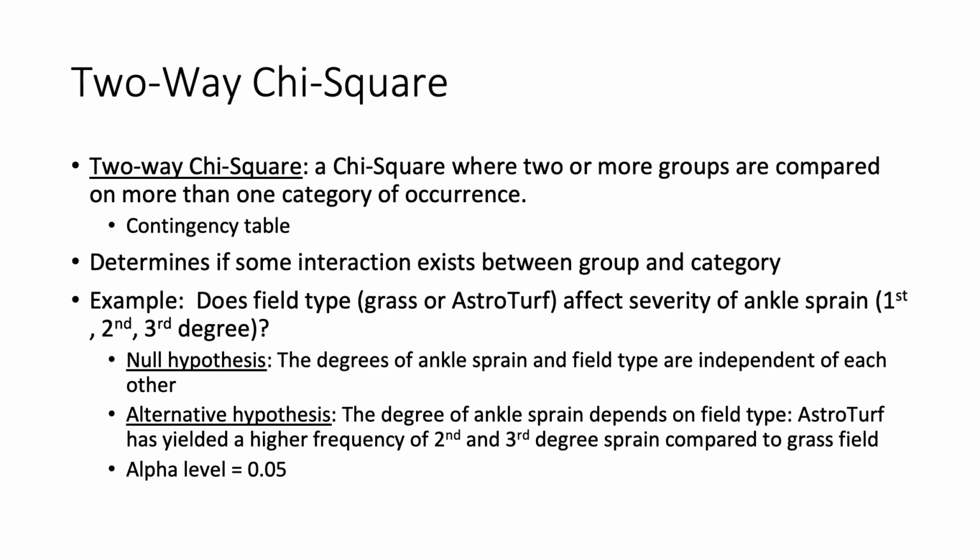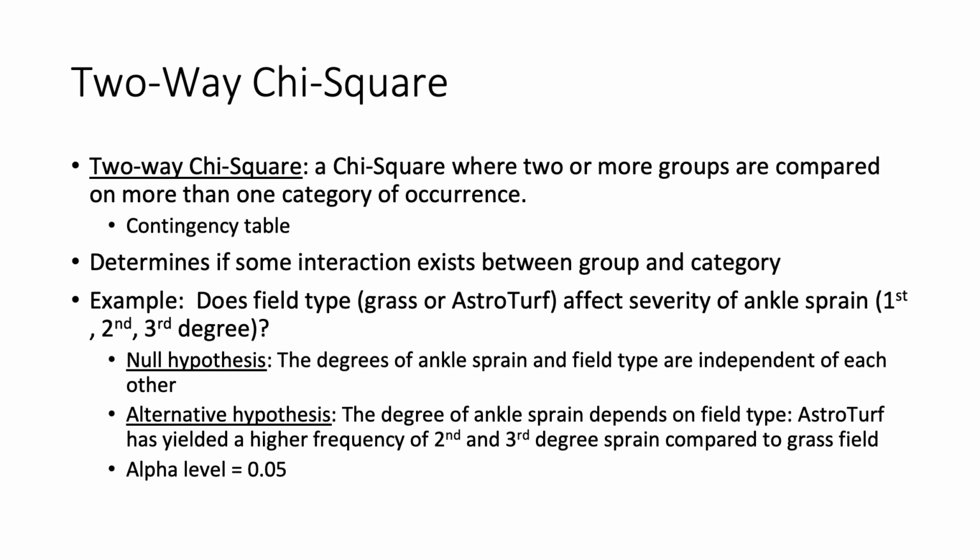Another chi-square test is the two-way chi-square test, which is a chi-square where two or more groups are compared on more than one category of occurrence. A two-way chi-square is also known as a contingency table. This test determines if some interaction exists between group and category.